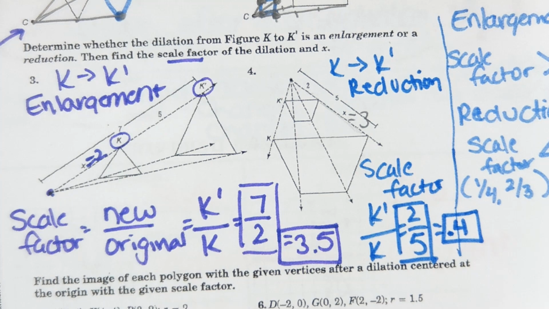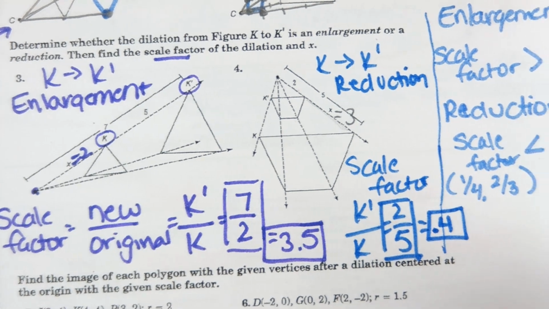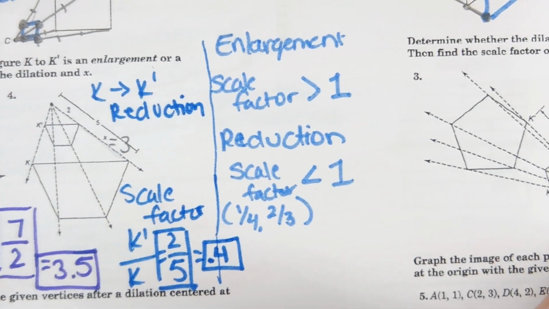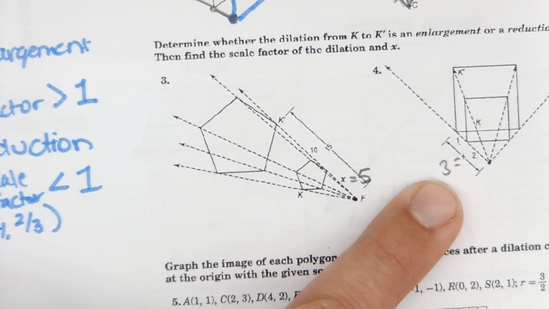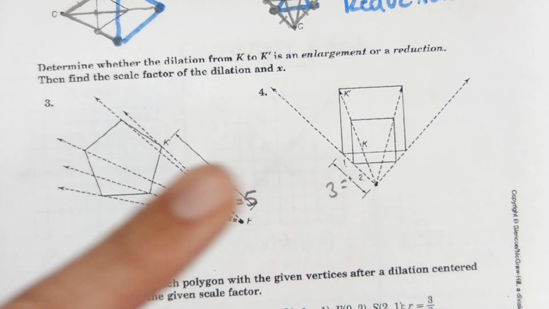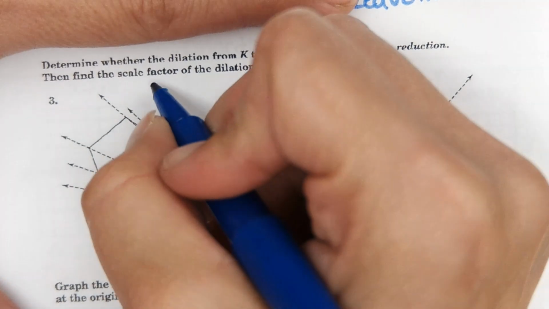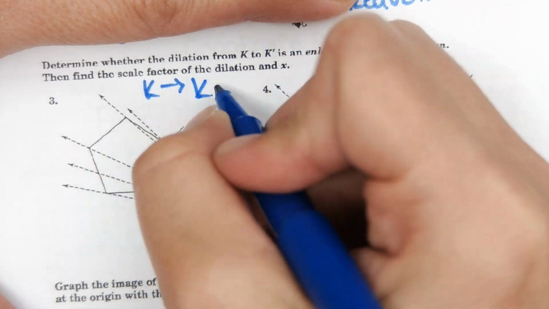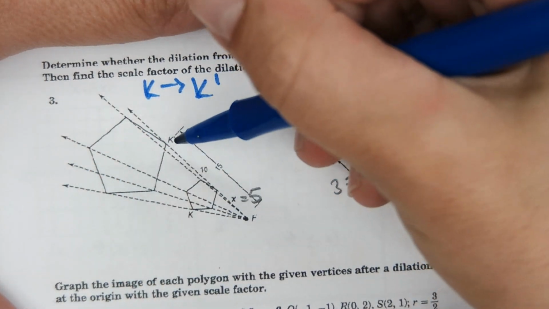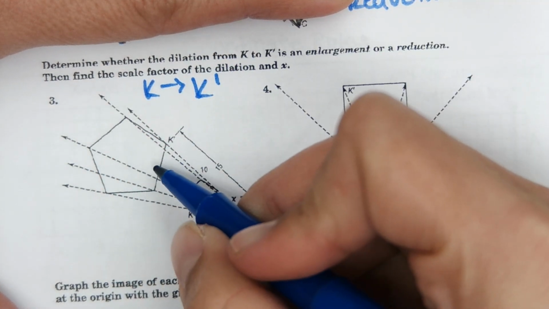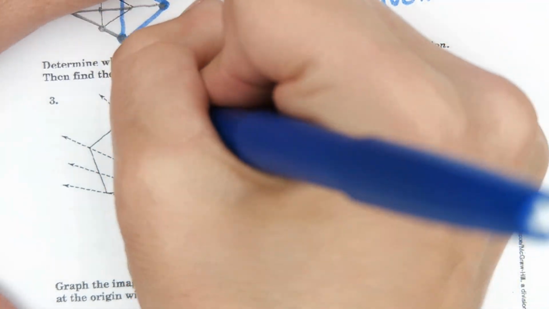Okay, now we're going to practice it 2 more times over on the other side. So just like slide to the right. Over here. Okay, so first k to k prime. K is small, k prime is big, so that would be an enlargement.